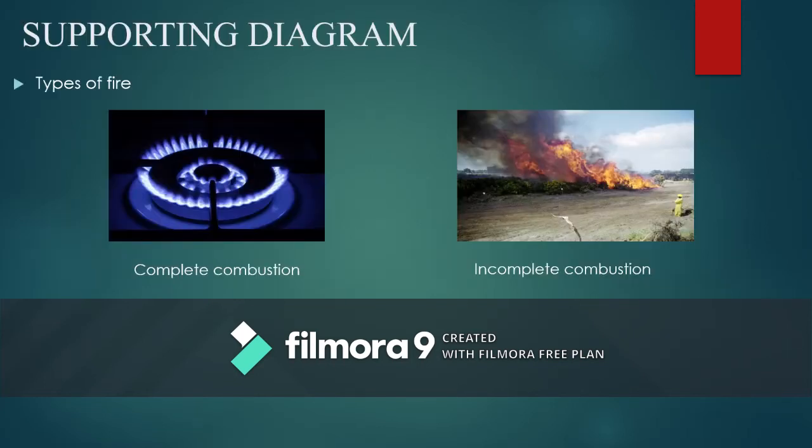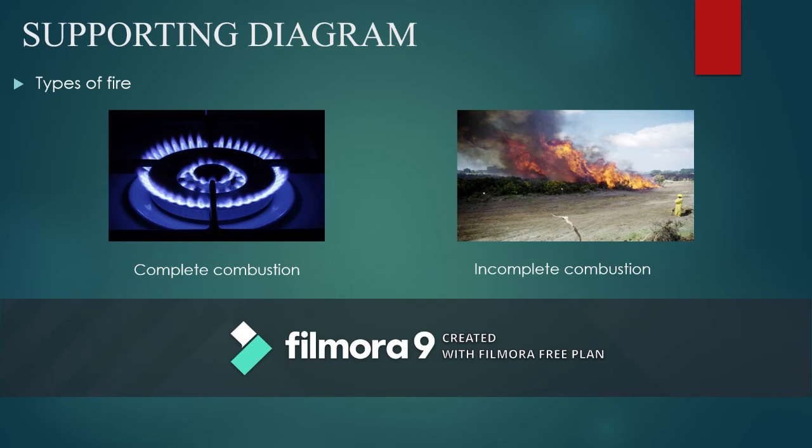To support our point in installation or requirement system and operation system, we're going to show you a few supporting diagrams that we have found to make it simple. Okay, firstly, there are two types of fire, which are complete combustion and incomplete combustion. Complete combustion is usually characterized by a blue flame, while incomplete combustion is characterized by an orange color flame.